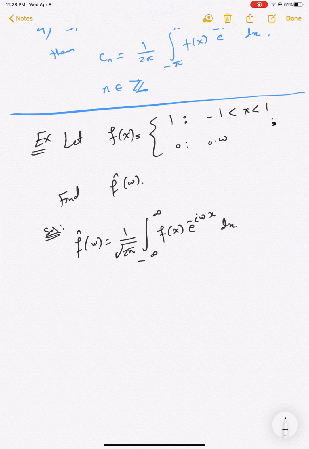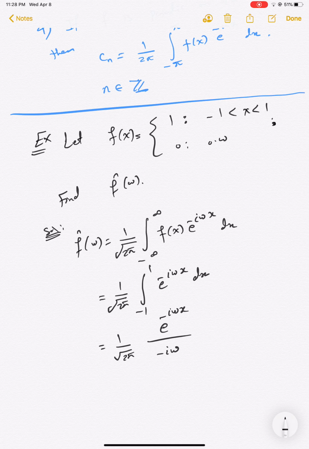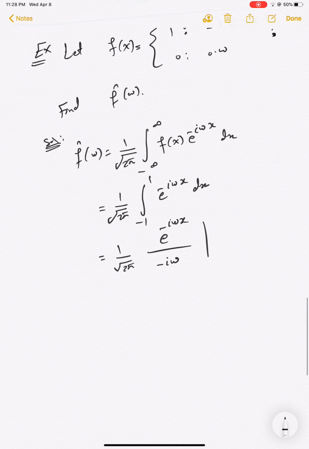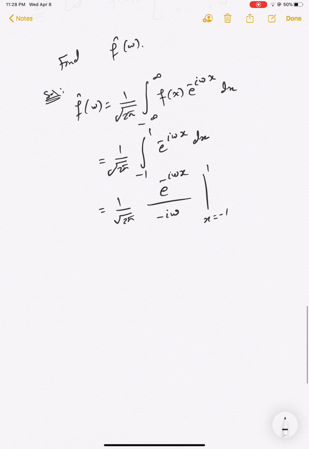Now in this example, my function is 0 outside the interval -1, 1. So basically, instead of integrating over negative infinity to infinity, you can just integrate from -1 to 1, and the function in this interval is 1. So you're just integrating e to the negative i omega x dx, and this is a very simple integral. It's just the e, but divided by the coefficient. And remember, we are integrating with respect to x, and I'm going to write it this way just to make sure you're following that these are the x values.